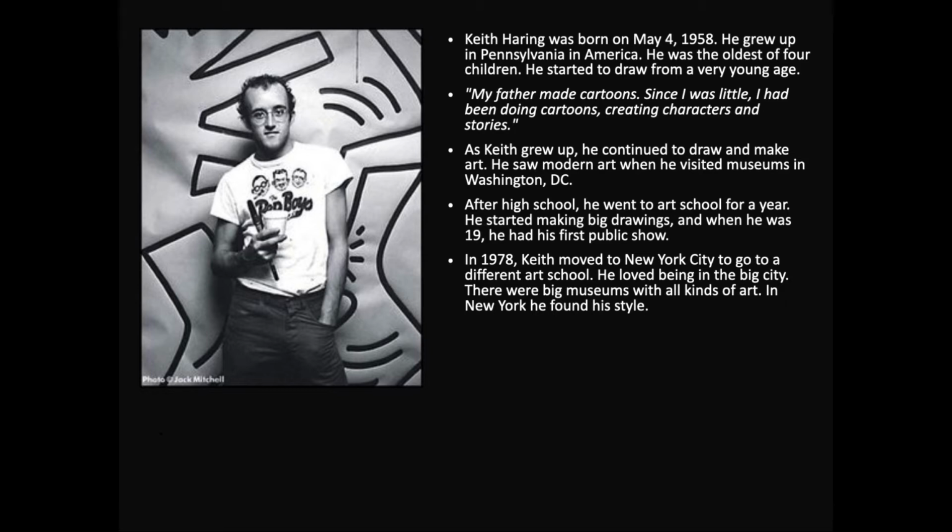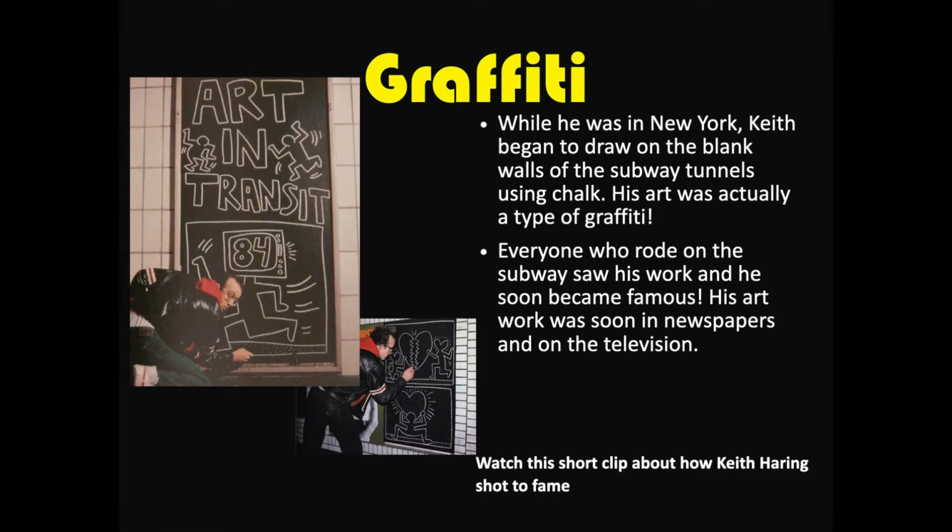As soon as he left school, he went straight on to art school, and by the time he was 19, he had his first public art show. Then in 1978, Keith moved to New York, where he became famous really quickly. Whilst he was there, he began drawing on the blank walls of the subway tunnels using chalk. This was the first form of graffiti that he started producing. Everyone who rode on the subways would see his work in the morning, or morning and evening, so he became famous really quickly. His artwork was then displayed in newspapers and also on the television.